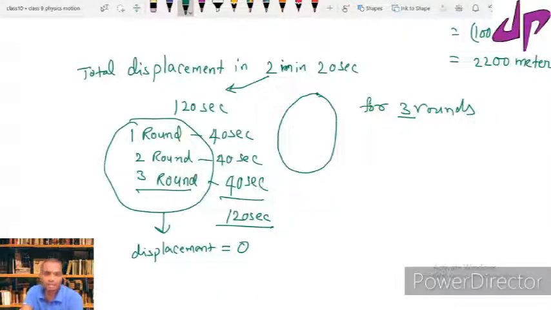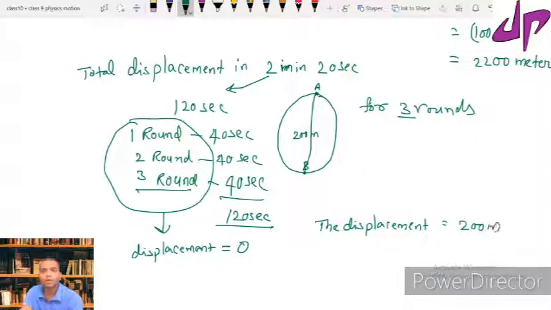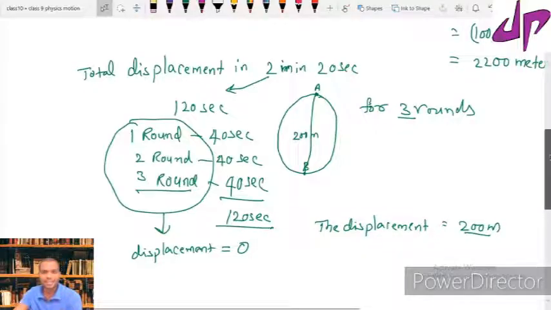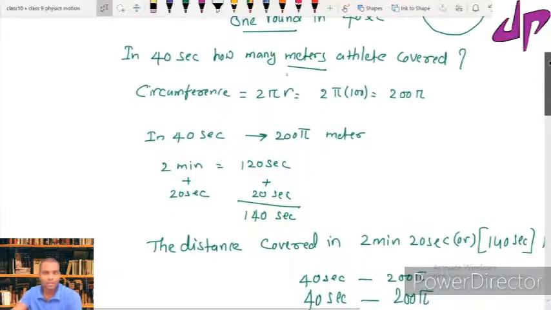If he covered another 20 seconds, it means he may reach from point A in the figure to point B. He may cover a half circle. So this is the displacement he covered in the last 20 seconds. They are giving the diameter, 200 meters. Finally, the displacement equals 200 meters, because that is the only position where he covered in the last 20 seconds. So this problem is a little tricky. Try to analyze and understand it carefully and solve it by yourself.